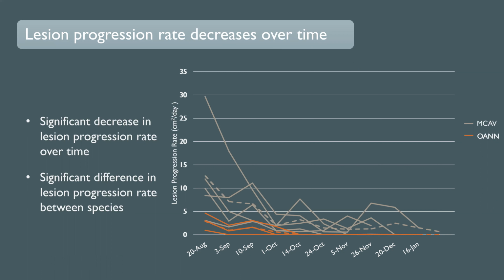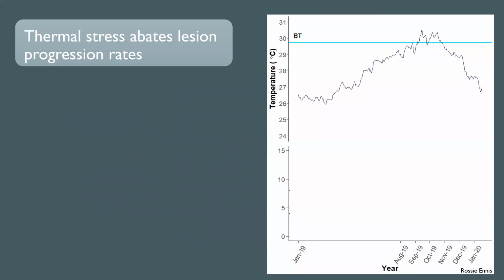Multiple Montastraea cavernosa colonies' lesion progression rates significantly slowed down at the beginning of October. And ultimately, all of the lesions on the Orbicella annularis colony stopped by the beginning of October. Both of these trends coincide with the onset of thermal stress, which ultimately resulted in the second largest bleaching event this territory has experienced in the past 2 decades.